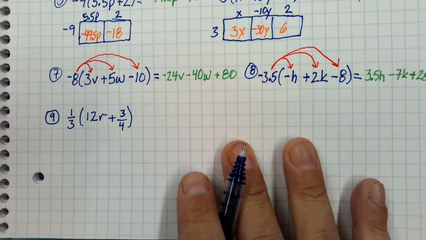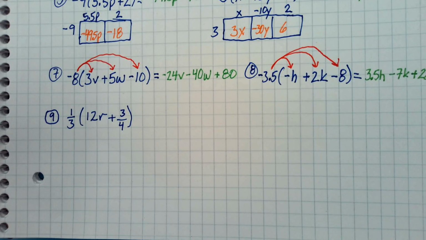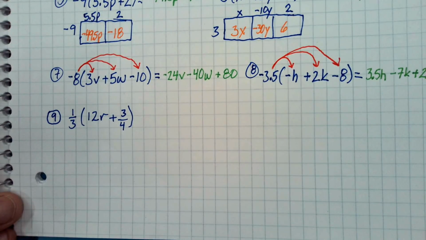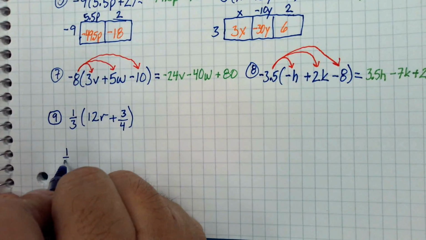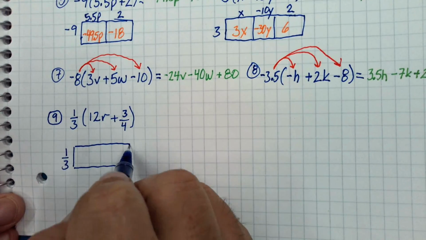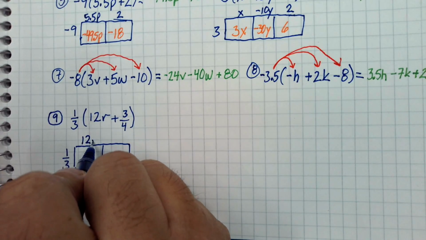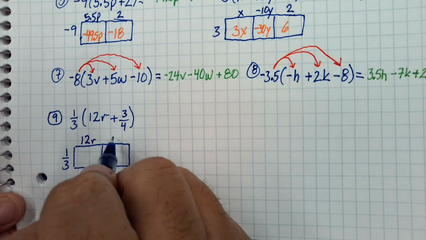Okay? And we'll continue using area models because one of the IXLs you have today will be area models. And I've noticed they do love fractions on these. So don't be surprised if you see something just like this. So let's set up the area model. We have a width of 1/3, right? And the length is going to be 12R and positive 3/4.